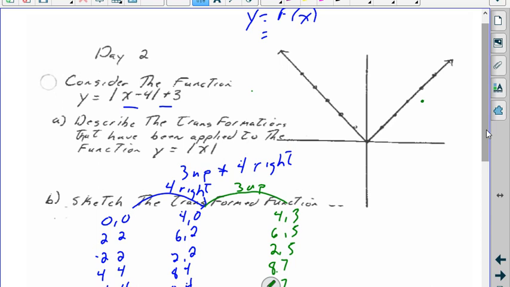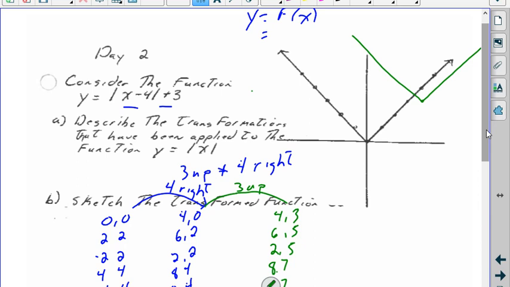(4, 3) is here. And once you plot the points, I'm just sketching. Feel free to plot those points. There's my new transformed function. Okay, so this is the original function. This is the transformed function.